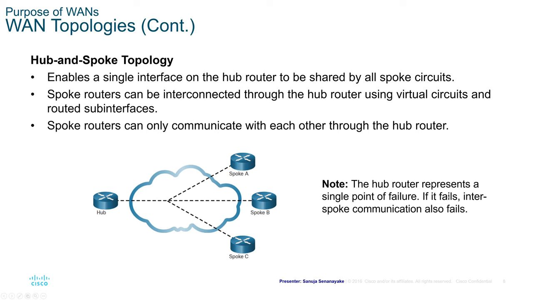Please note, the hub router represents a single point of failure in this case, because anytime this device needs to communicate to this device, it has to go through the hub. And if the hub fails, none of these devices will be able to reach this device, or this device won't be able to reach any of these devices. So if the hub fails, the entire system is going to go down. In other words, inter-spoke communication fails when the hub becomes unavailable. So the disadvantage of hub and spoke topology is that it has a single point of failure, which is the hub, and that would result in network outages.